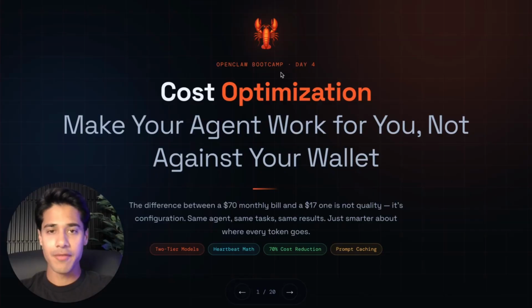We're talking about the difference between a $70 monthly bill and a $17 one, doing the exact same work with the same agent, same tasks, and same quality where it matters. Just smarter configuration. Cost optimization is not about being cheap, it's about being intentional. Every token your agent sends costs something, and most people are paying 5 to 10 times more than they need to because they haven't thought about where those tokens are going. That will change by the end of today.